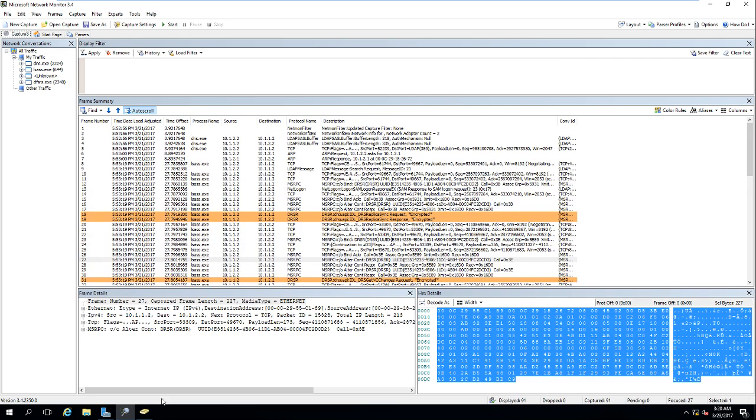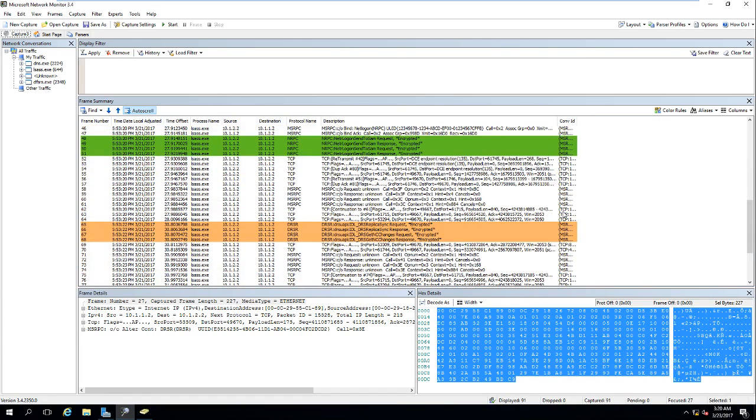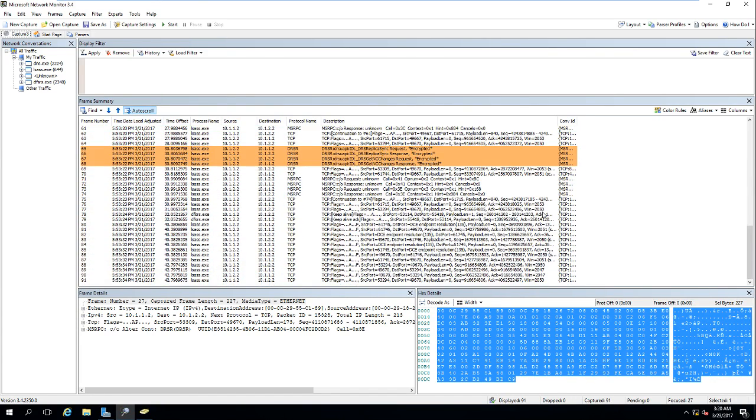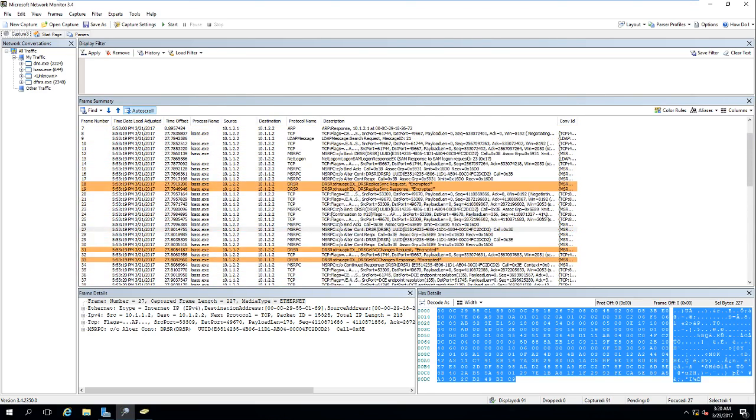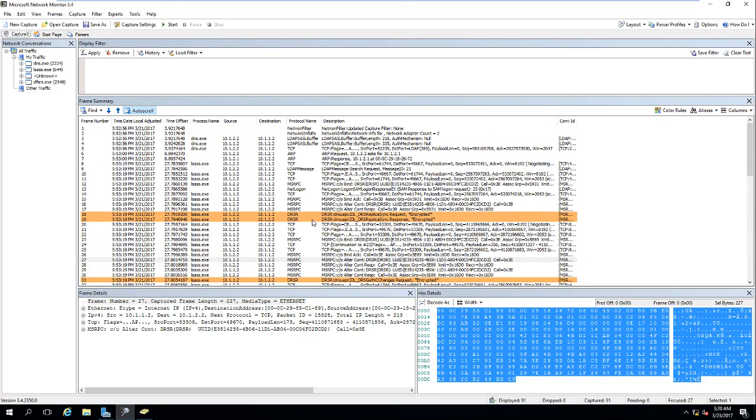Then we'll take a quick look at the network monitor tool. This is a saved capture from when I was working on the lab. And I highlighted a couple protocols here. The first is DRSR, which is short for Directory Replication Service Remote Protocol. What this protocol does is transport directory information, and it's used to replicate it from domain controller to domain controller.